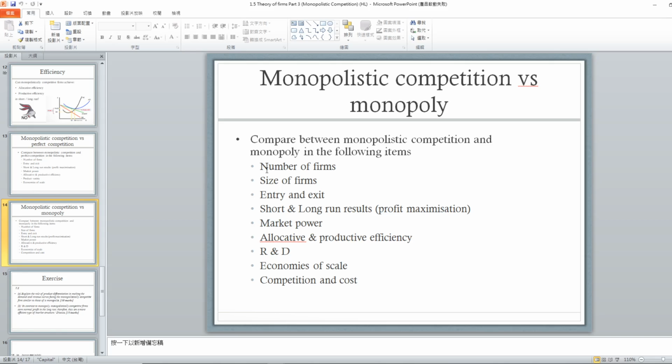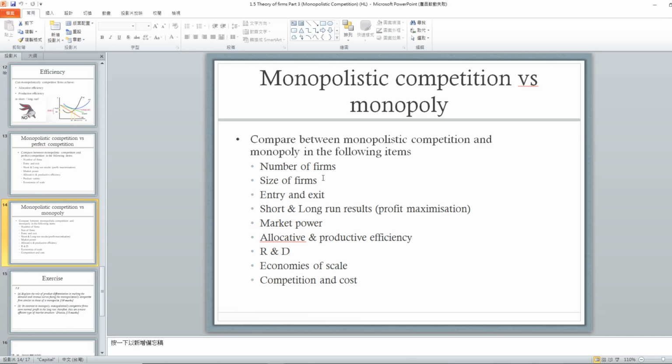When we talk about number of firms, what can you tell us when comparing the two of them? Monopoly is usually one, even though sometimes you might not be talking about just one firm, because you can still be a monopoly when you get most of the market share. But as an extreme case, we assume there's only one firm in monopoly. In monopolistic competition, there will be many firms.